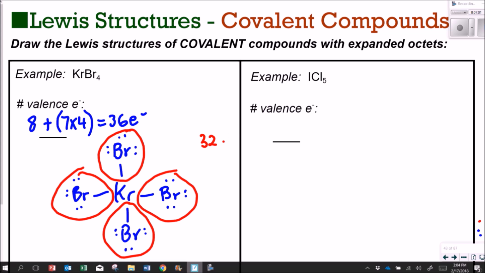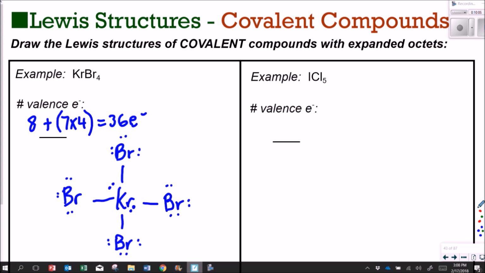So we have used up 32 electrons, but we said that we had 36 available, so we cannot throw 4 electrons out the window. What we do is we add these 4 last electrons in pairs as usual around the central krypton atom. So we are going to add 2 here, let's say, and another 2 over here. Now we have added 4 more, so we do have our total of 36 electrons in the molecule.